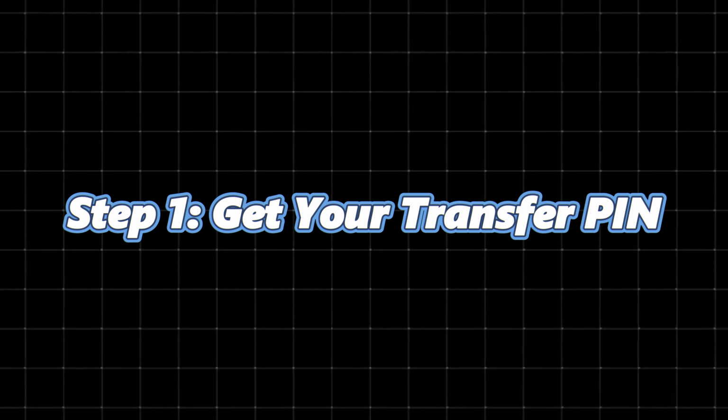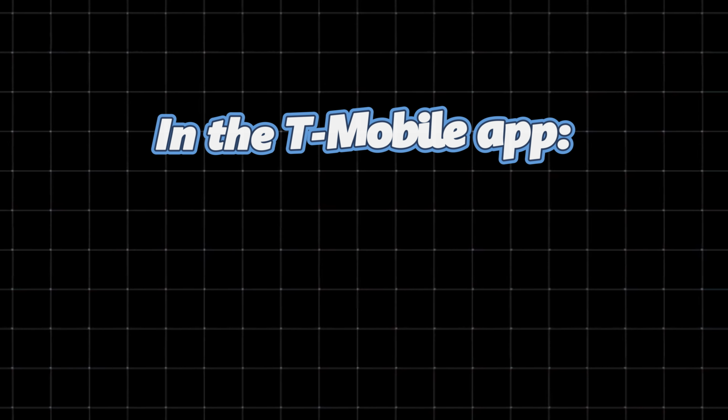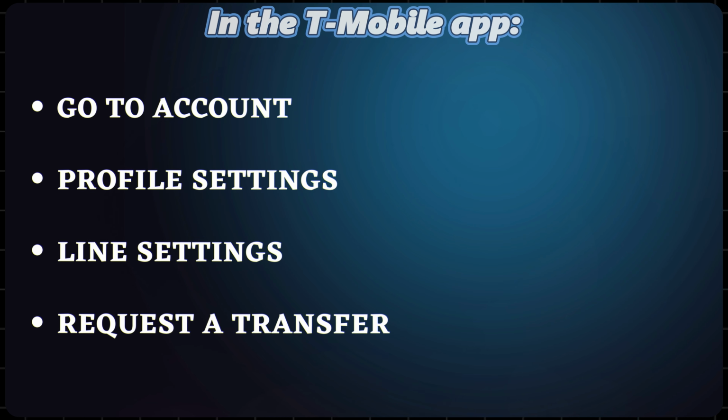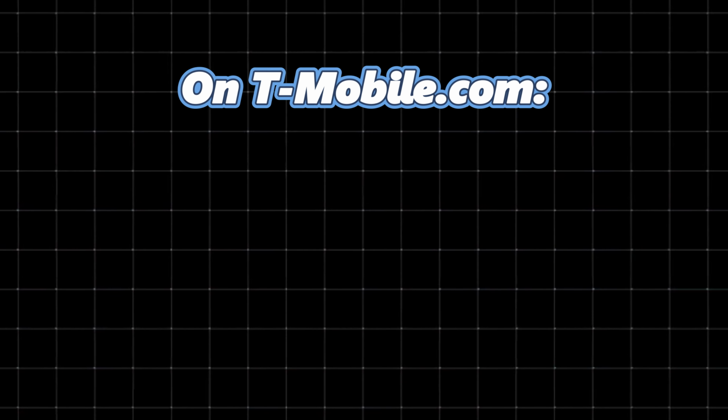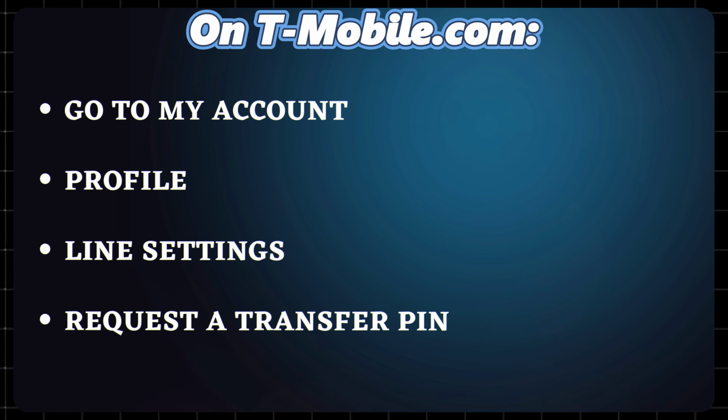Step 1. Get your transfer PIN. Log into your T-Mobile account to generate your transfer PIN. In the T-Mobile app, go to Account, Profile Settings, Line Settings, Request a Transfer PIN. On t-mobile.com, go to My Account, Profile, Line Settings, Request a Transfer PIN.